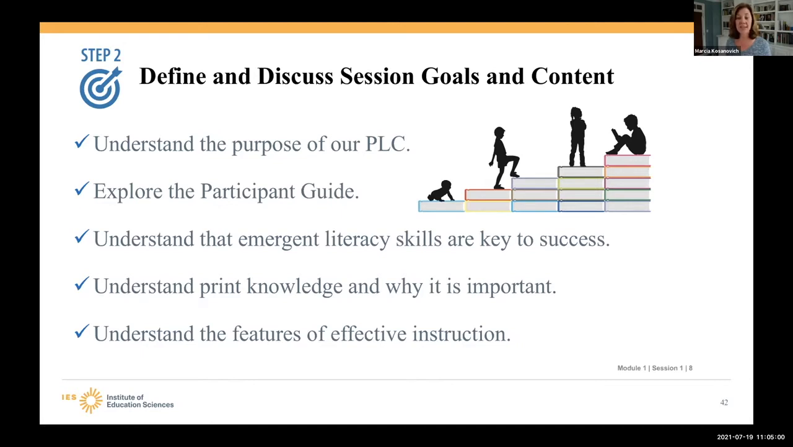We'll also dive into the content that you read prior to the session. So we will learn about print knowledge and why it is important and understand the features of effective instruction. To reach these goals, we will follow the 5-step process previously described. Activities include discussions, watching and reflecting on videos, practicing instructional strategies, making instructional plans, and implementing and reflecting on those plans.